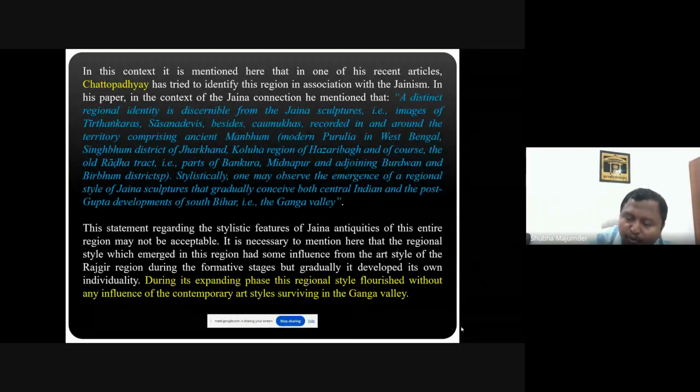It is necessary to mention here that the regional style which emerged in the region had some influence from the art style of the Rajgir region during the formative stage, but gradually it developed its own individuality.